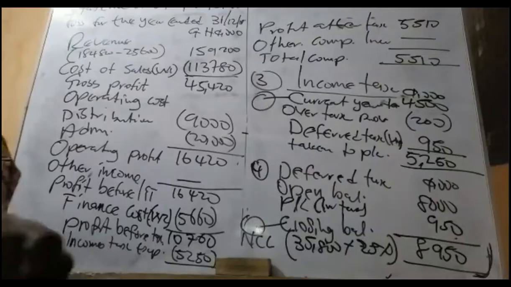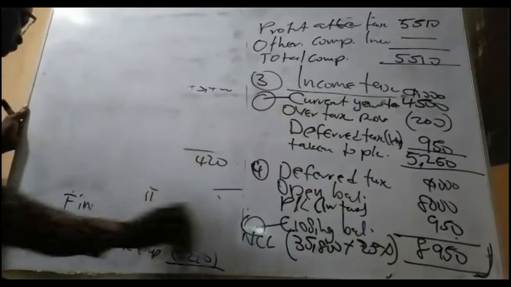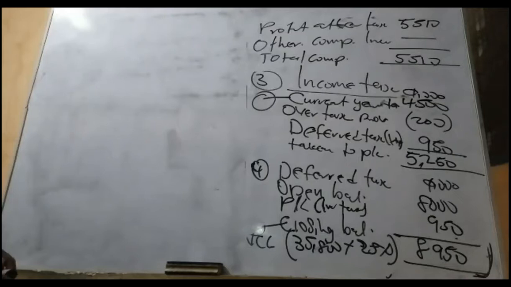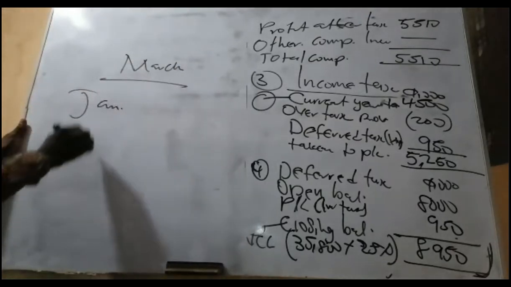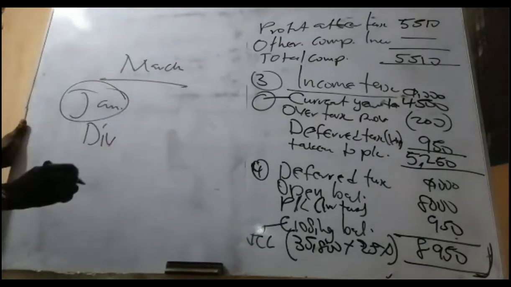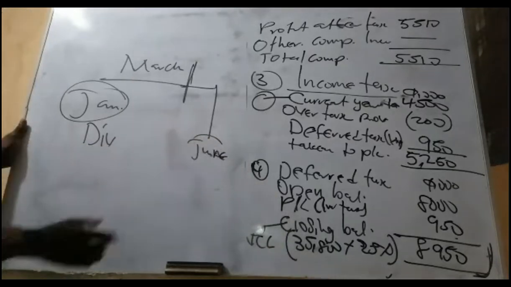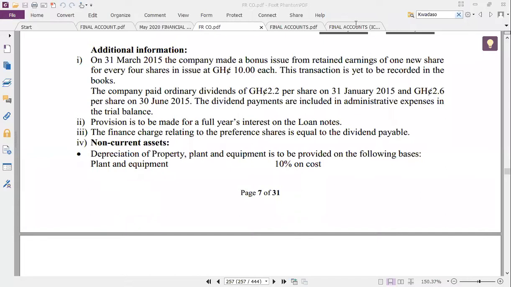So let's go to the board. That section is a bit crucial. In March they issued shares, but in January they paid dividend. So the January dividend will be based on the opening balance of the shares. Then in March they issue shares, but in June they pay dividend. So the June dividend will be based on what? Shares after the issue. That is the game. So let's take note here.